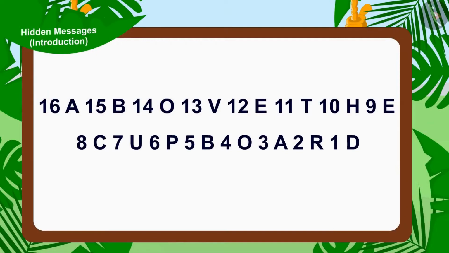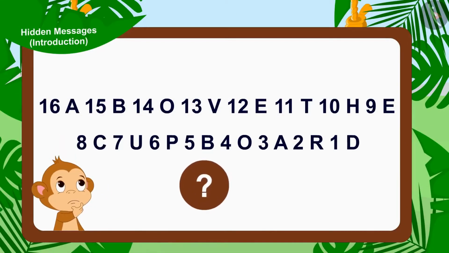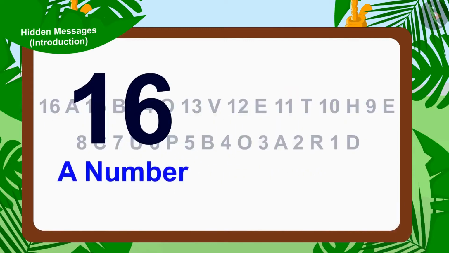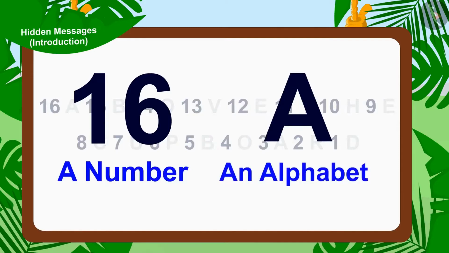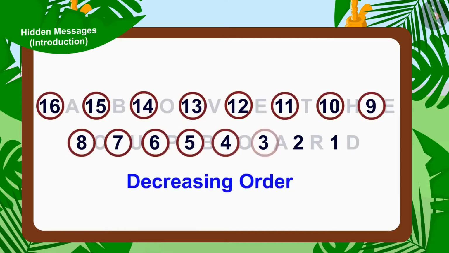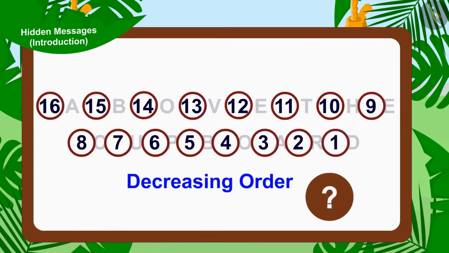Children, can you help Babban? Can you see any hidden message in Appu's second letter? If we look at Appu's second letter carefully, we will see that there is a number and an alphabet written every time. Are you able to find any hidden message in the numbers? Here, the numbers are in decreasing order. But there is no hidden message that can be found in it.